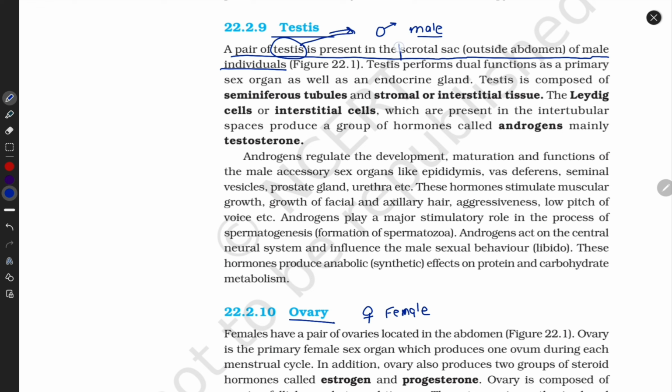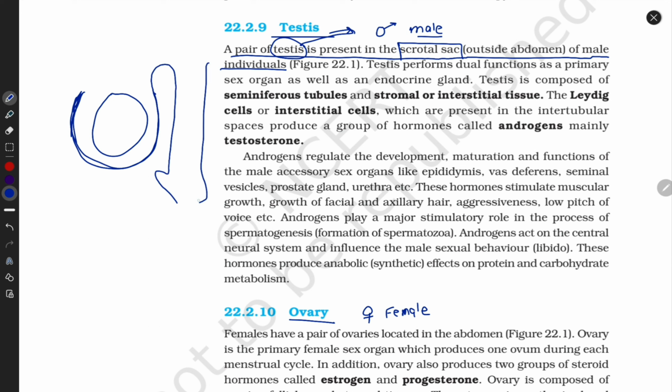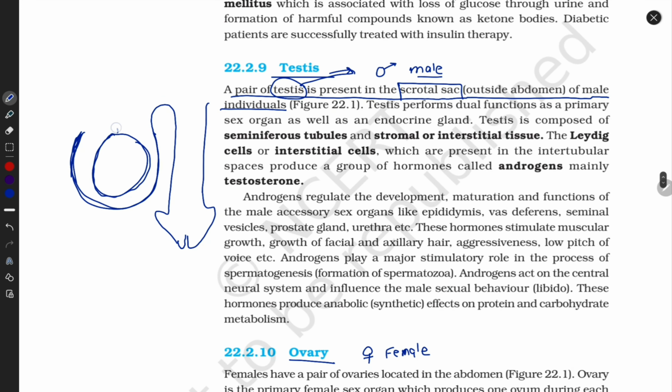Where is the location? The scrotal sac. This is a sac-like structure. Here the testis is located, one pair: one testis on the left side and another on the right side. This is the side view of the testis. This is linked with the penis. This is the opening. The testis is connected with the epididymis. This is the tubular structure.